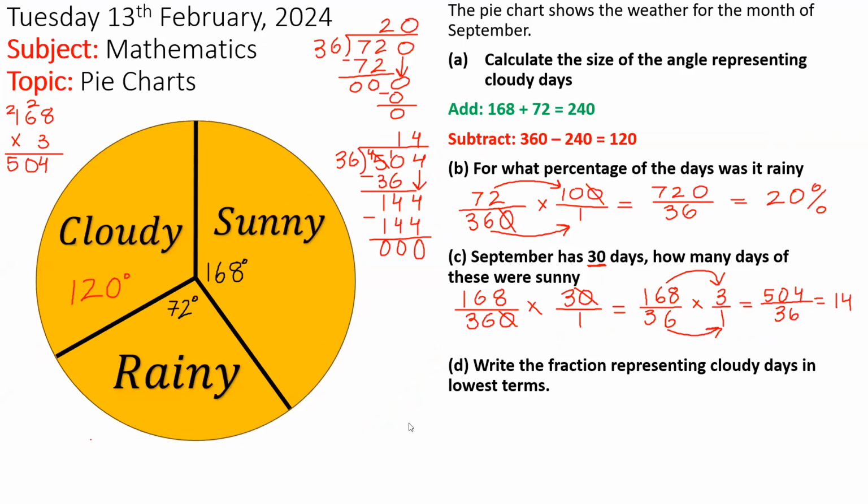All right, so what fraction represents cloudy days? 120 over what? 360. So let me erase this. So 120 over 360.